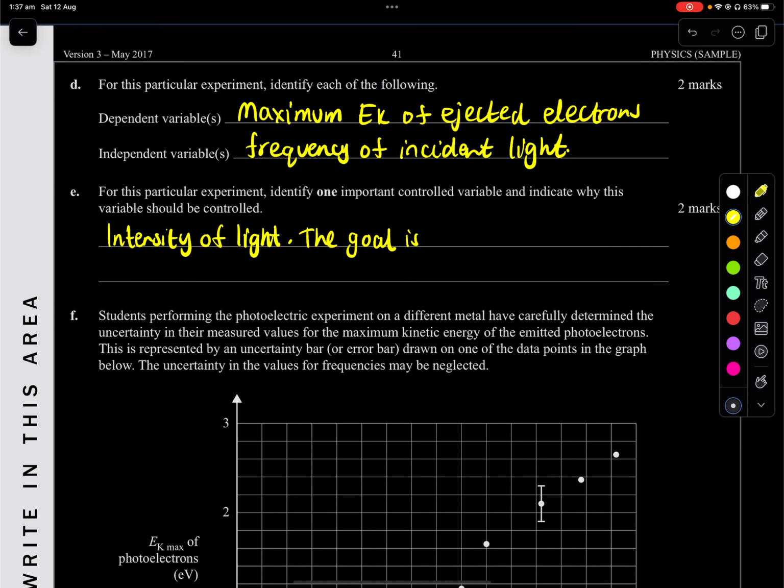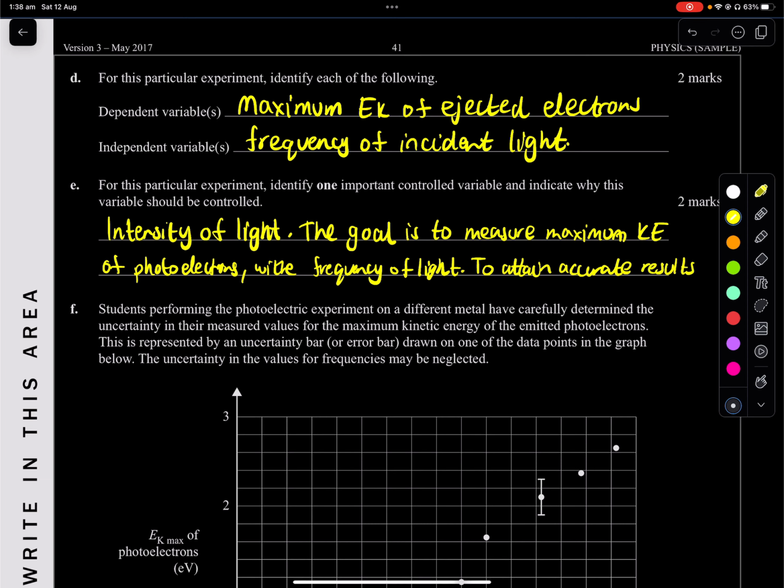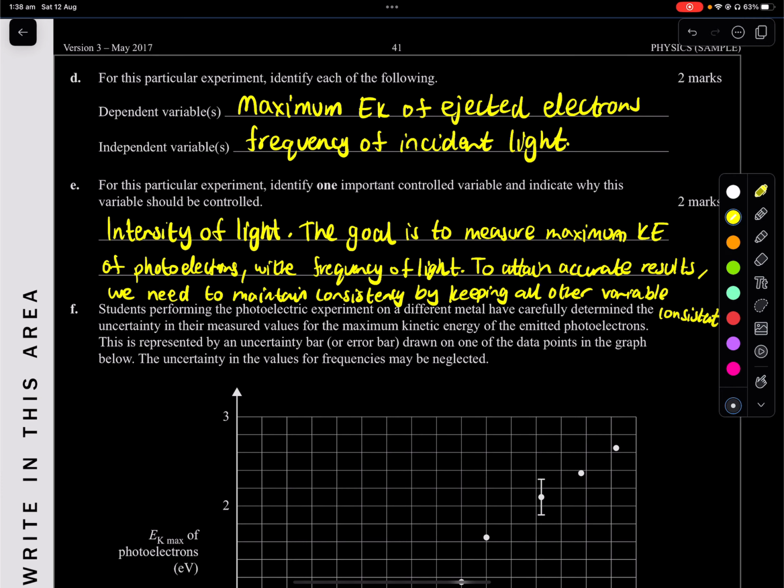The goal is to measure the maximum KE of photoelectrons with frequency of light to attain accurate results. To attain accurate results, we need to maintain consistency by keeping all other variables consistent. Okay, that's that. I think that should be enough.